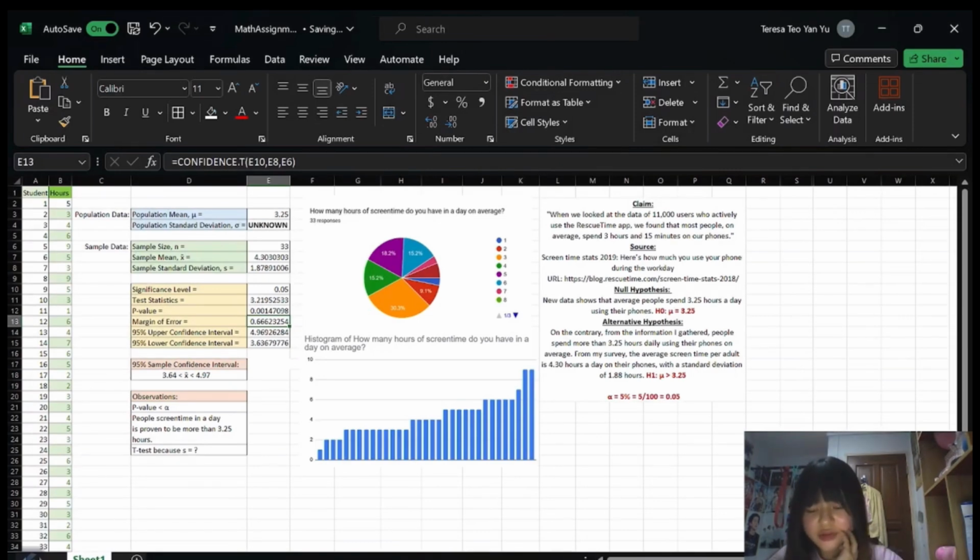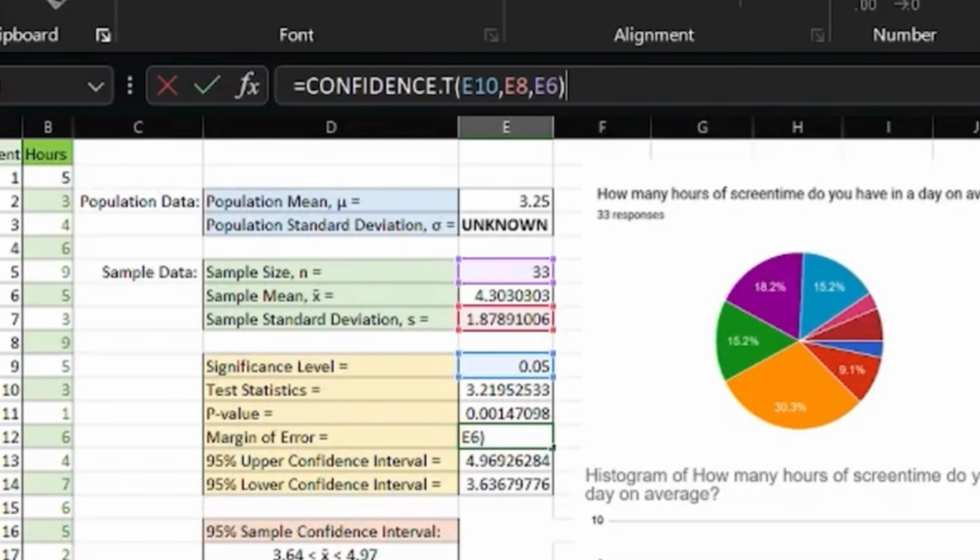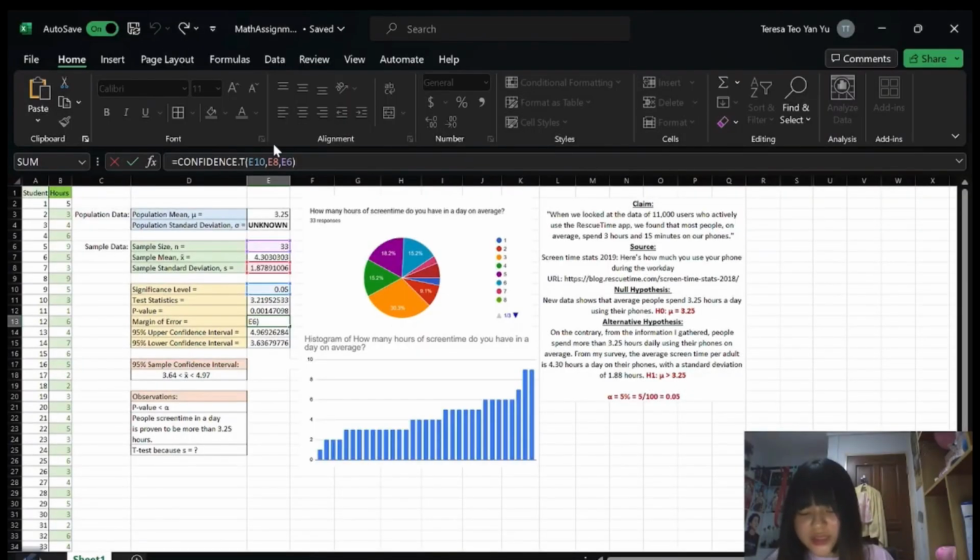Margin of error tells you how much your result might vary if you repeated your study or survey with a new sample. So my margin of error is about 0.666. The Excel formula I used for the margin of error is CONFIDENCE.T because we are currently conducting a t-test. Open bracket alpha, comma, sample standard deviation, comma, sample size, close bracket.